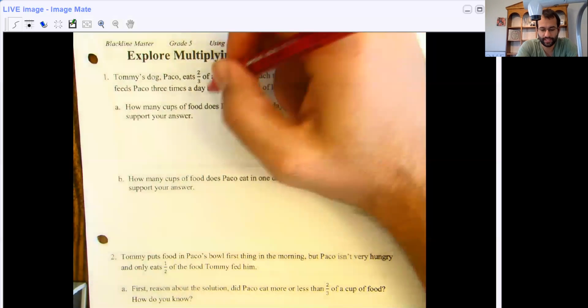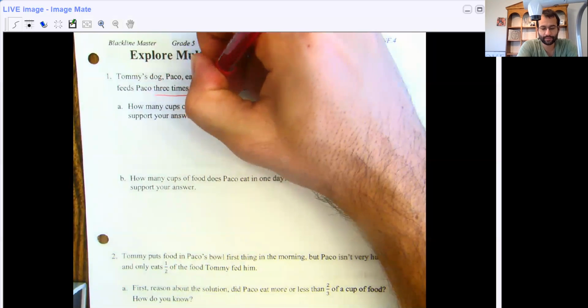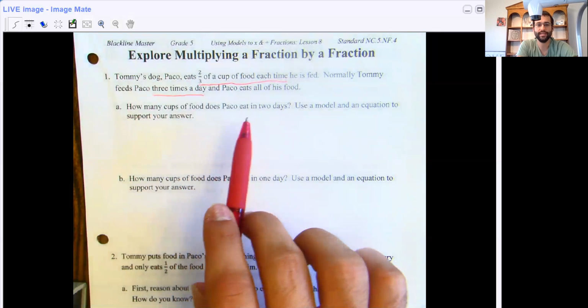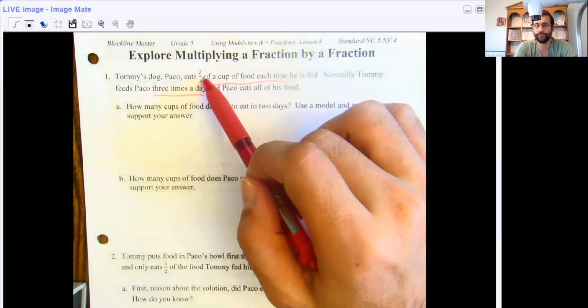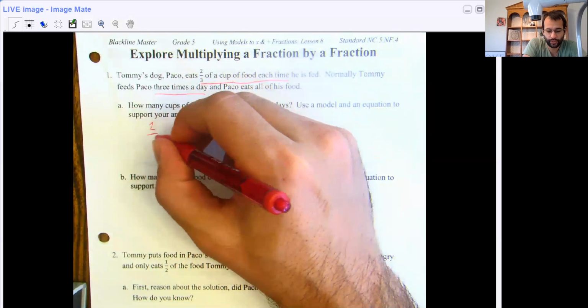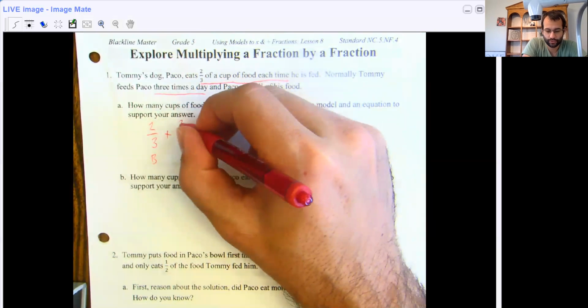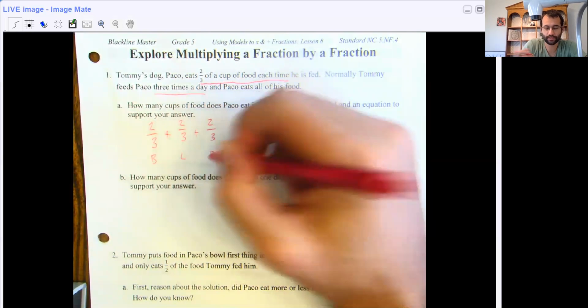Okay, so he eats 2/3 of a cup of food each time, and he eats 3 times a day. Question A says, how many cups of food does Paco eat in 2 days? 2 days. Okay, so let's think about this. In 1 day, he eats 3 meals and 2/3 for each meal. So let's draw this out. So let's say I've got 2/3, and that's going to be breakfast. 2/3, that's going to be lunch. And 2/3, that's going to be dinner.